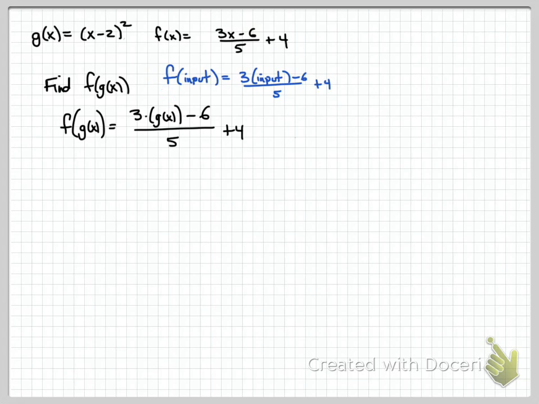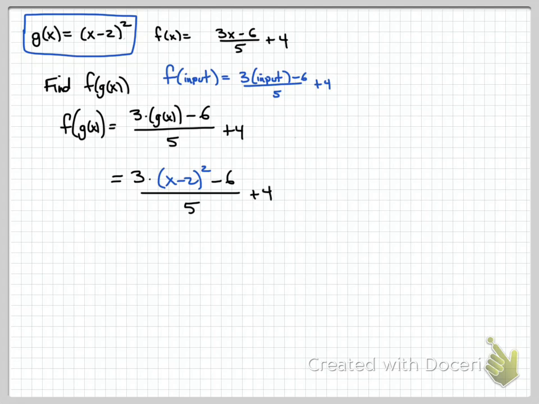Okay, well now we can go ahead and say, well, what is g of x? We can actually go ahead and write out this expression instead of just writing g of x. Okay, so we can write this as, well, 3 times x minus 2 quantity squared minus 6. Actually, I'm going to do this in black so you can see exactly what's going on. All over 5 plus 4. And so here's our composition function, f of g of x.